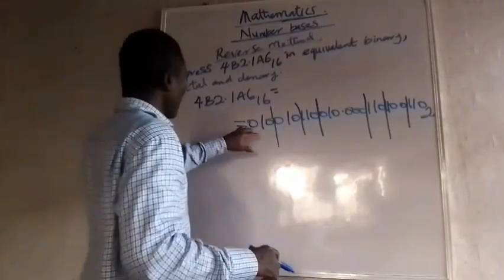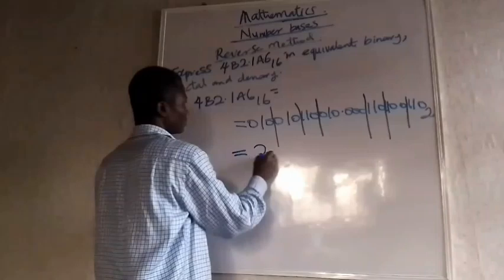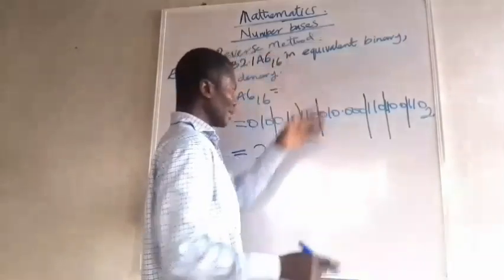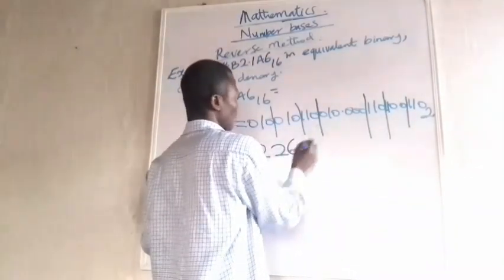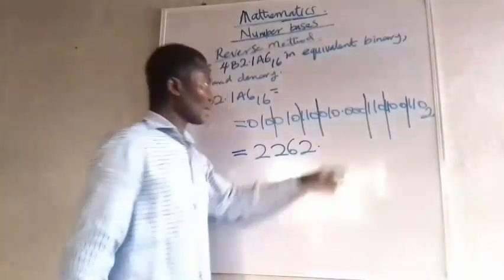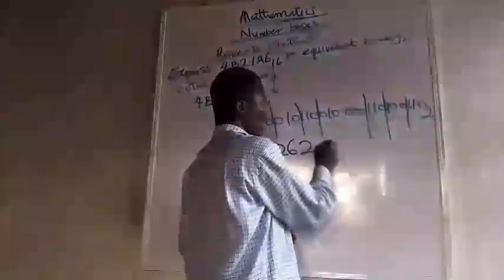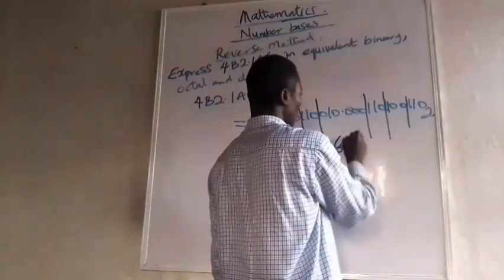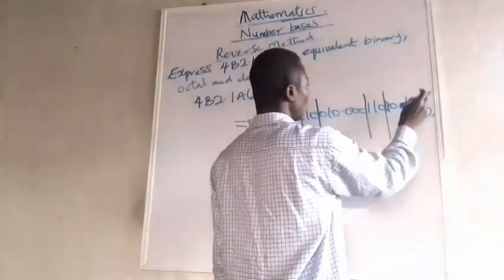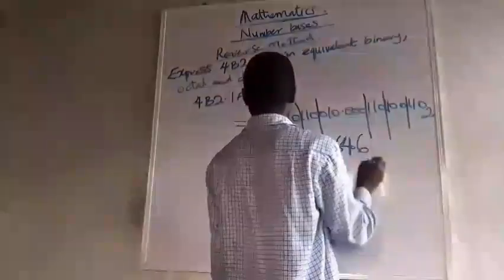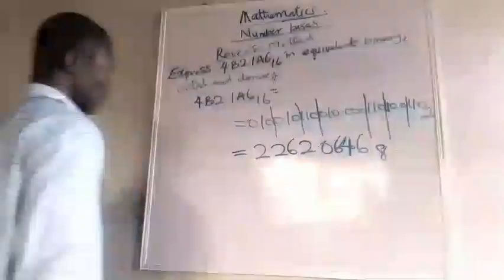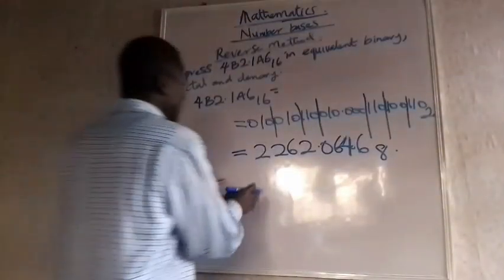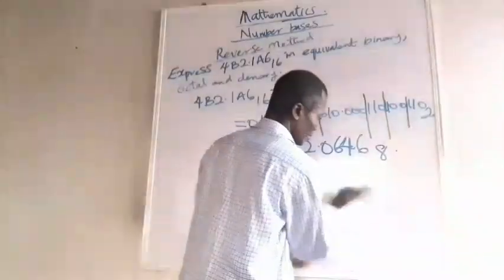Now from here, 0, 1, 0, that is 2. 0, 1, 0, that is 2 again. 1, 1, 0, that is 6. 0, 1, 0. Yeah, 0, 0, 0, that is 0. 1, 1, 0, that is 6. 1, 0, 0, that is 4. 1, 1, 0, that is 6. And that is base 8: 2, 2, 6, 0, 6, 4, 6. That is base 8. Now, let's convert from base 8 to base 10, which is very easy.